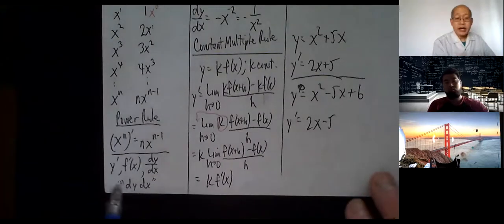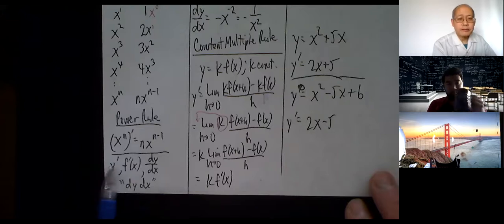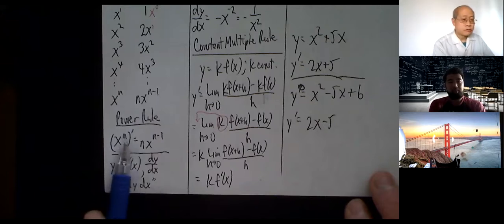Okay, and just reviewing some other symbols for derivative. Y prime, f prime of x, dy dx. Okay, this is how you say it, dy dx. Even though it looks like dy over dx, we normally just say dy dx. All right, so this is the power rule.